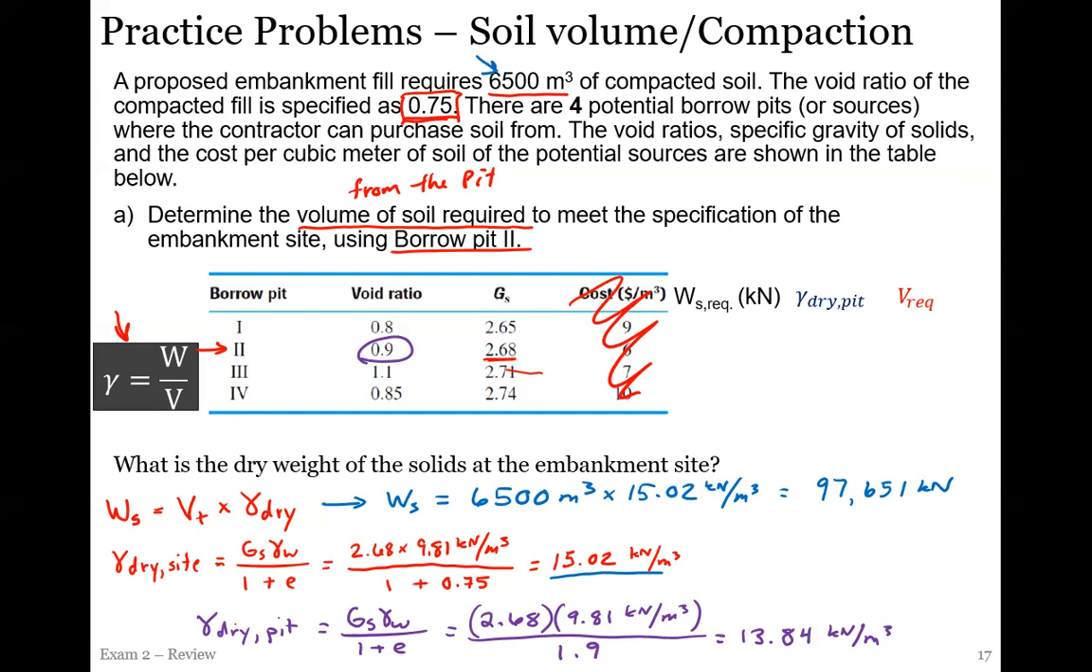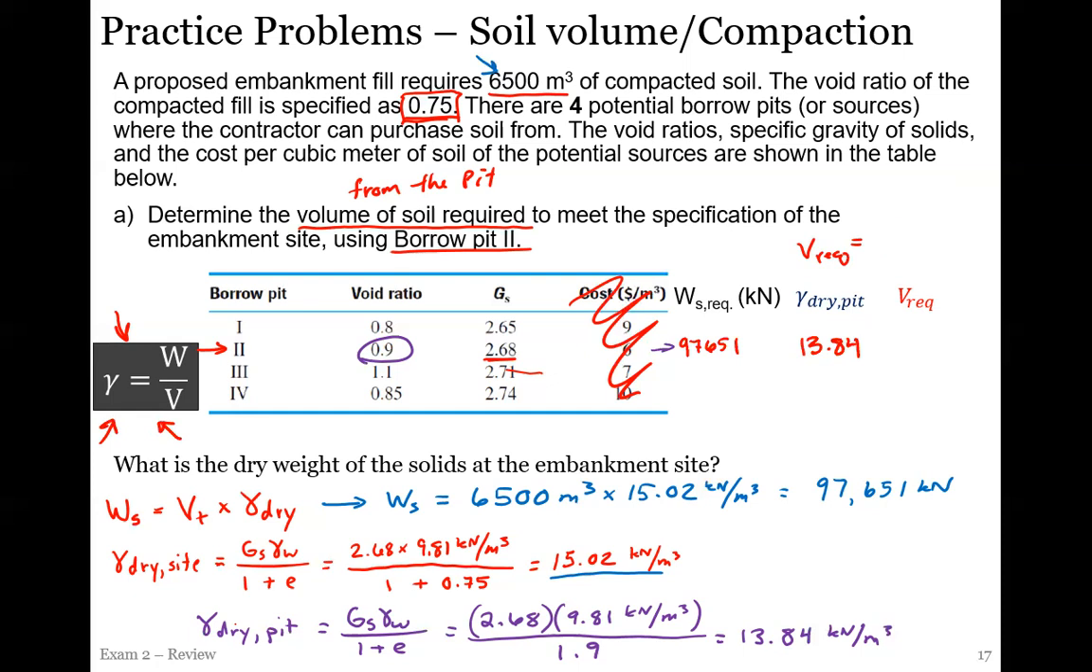Okay, so for this here, let's just plug all these things in. Again, we're only looking at this one here. Our Ws required, so how much weight of solid we need, is 97,651. Our dry density at our pit is 13.84. So the volume required is equal to our density times our weight, right? And that's just from this equation, rearranging it.